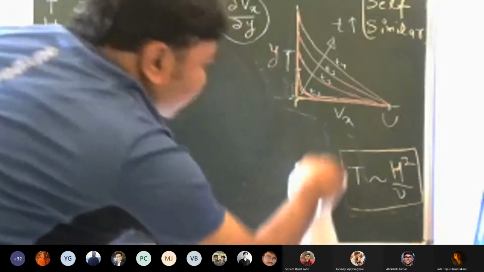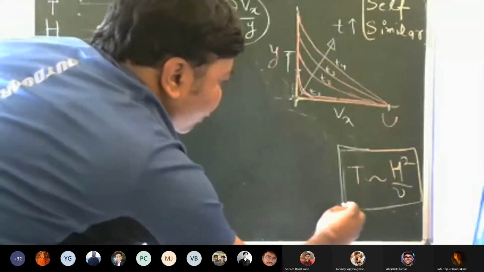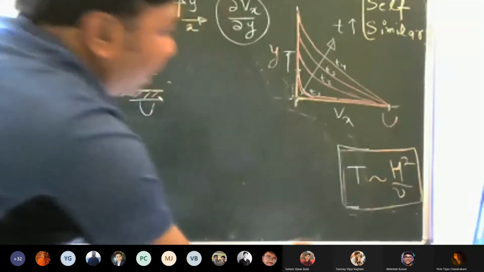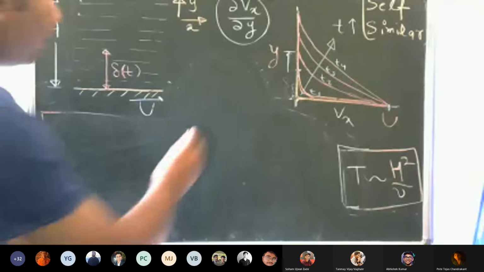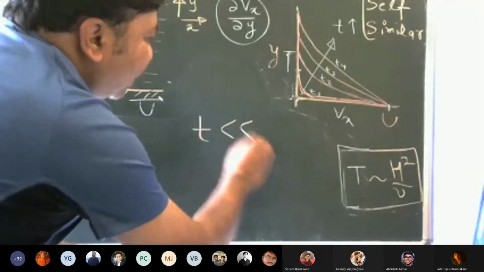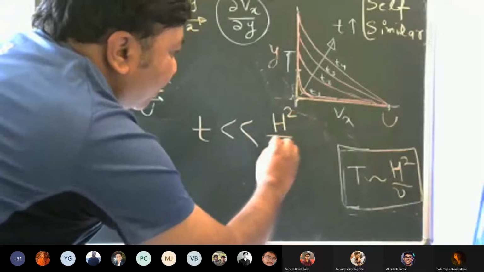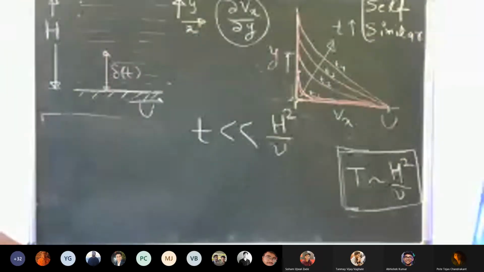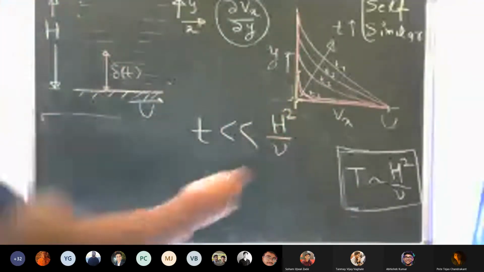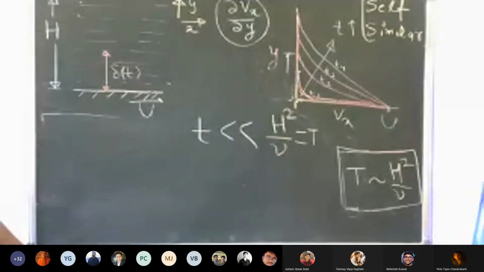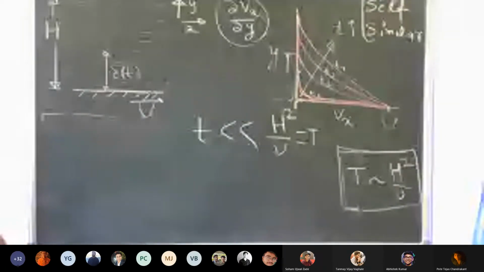We said if our time scale, or the time in which you want to know the information, is around this value, your characteristic length can be h. What if my t is very, very less than h square by nu? So my time scale is very, very small as compared to this time scale, capital T. This is nothing but t is very, very less than capital T. In that case, what can be the characteristic length scale?